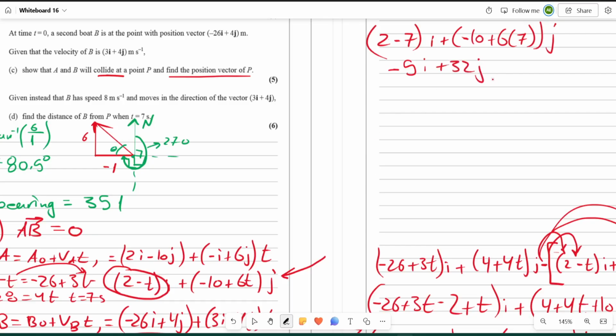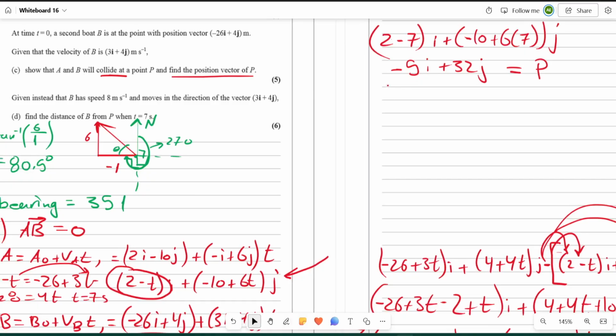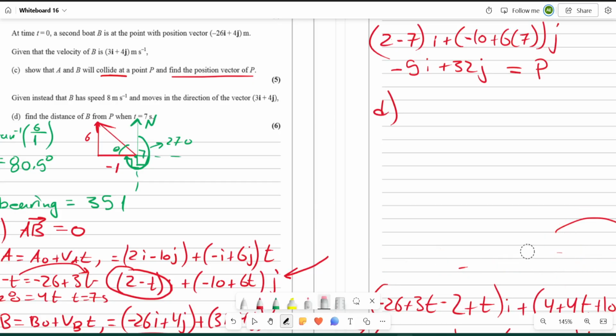So this is the position of A at 7 seconds, and I know that 7 seconds is going to be the point of collision. So this is also the position of the point of collision, which is point P. It has a position vector of negative 5i plus 32j. Now, question D, let's erase this. I don't think we need it.